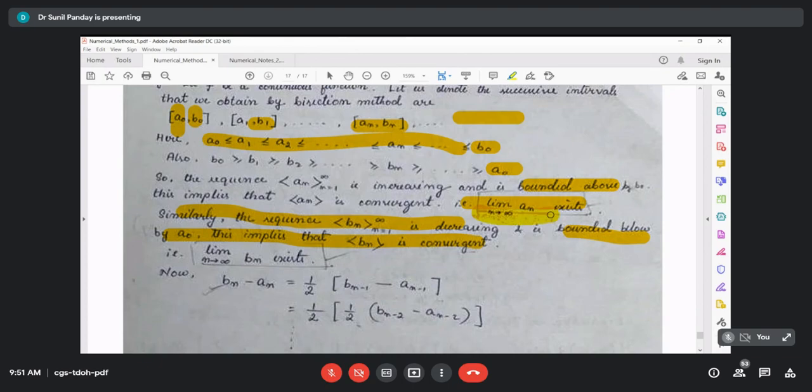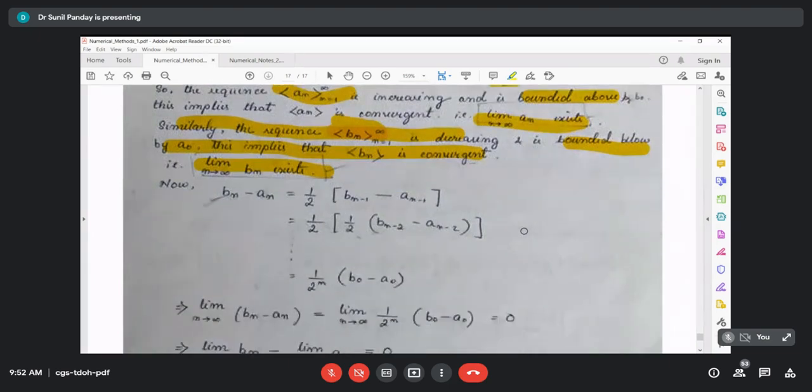What do we mean by the convergence of a sequence? It means this limit exists: the limit as n tends to infinity of a_n exists. Similarly, the limit as n tends to infinity of b_n exists, because we are saying that this sequence is converging and this one is also converging. So these two limits should exist.